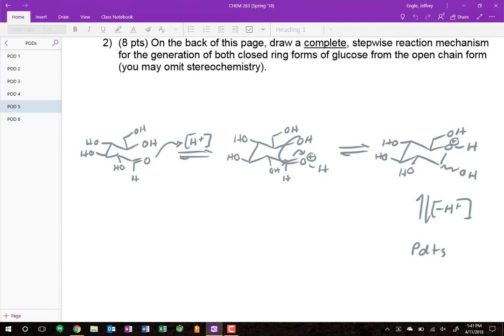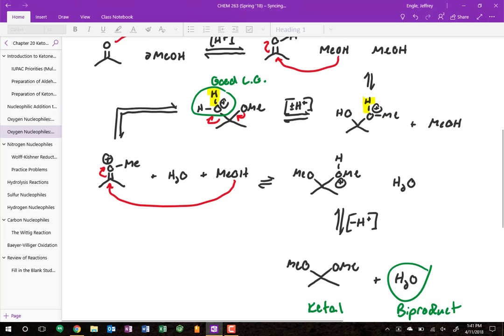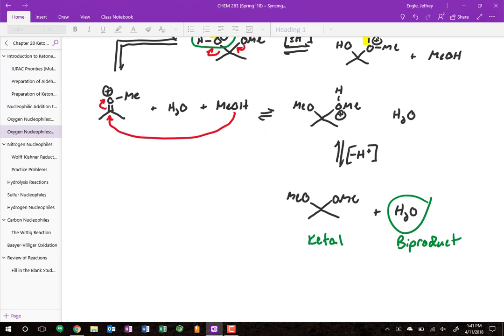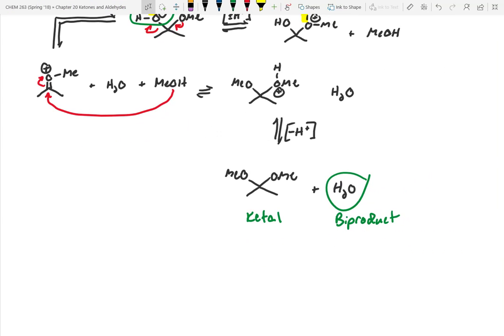Yep? Oh, that's a good question. Anytime you see a squiggly line like that, that means it's either axial or equatorial. It's both, meaning you're getting a mixture of products. Good question. And we'll, again, go back and talk about that hemi-acetal and ketal formation a little later.